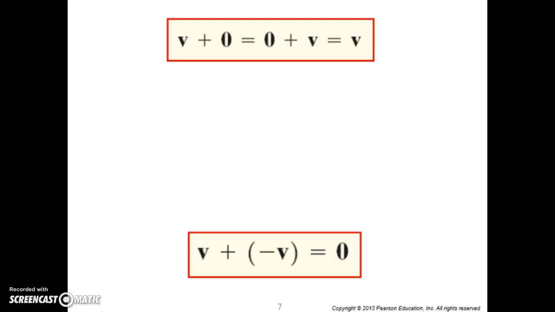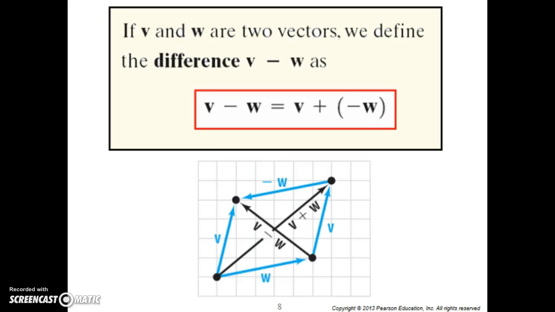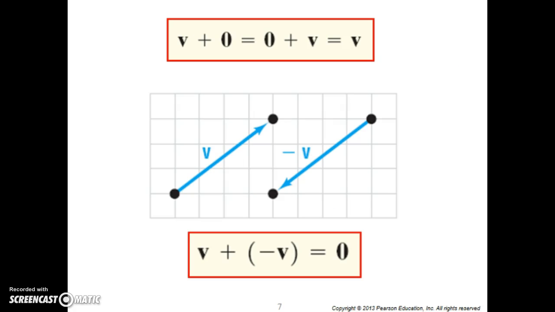Okay, this is just the identity property. Oops, didn't mean to skip that so quickly. But basically, positive V is going to go in one direction. Negative V is going to be the exact same vector, but the terminal point and the initial point change values. So a negative vector is basically the same vector, just going in the exact opposite direction. So when you add a positive and a negative vector of the same magnitude, you get 0.